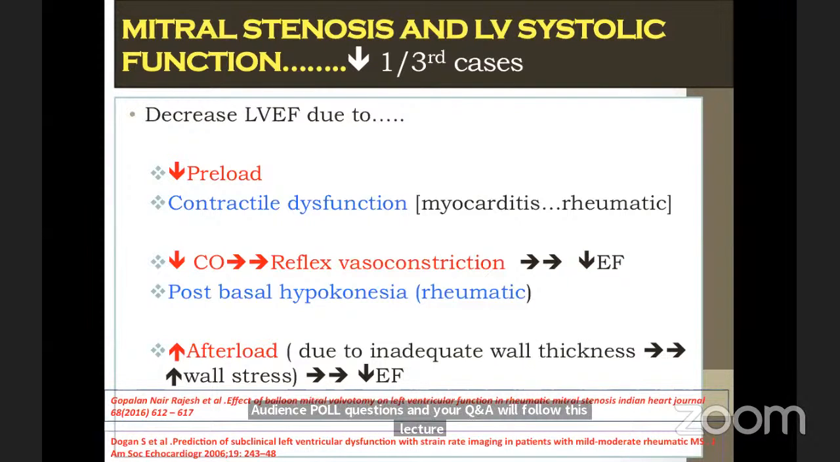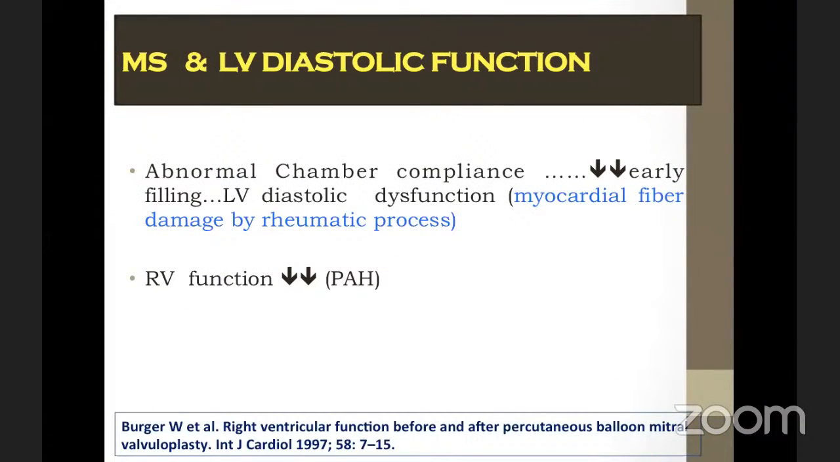Rheumatic heart disease also involves the posterior basal segment of the heart, giving rise to derangement of the posterior basal segment and hypokinesia. So whatever blood can come, it won't come, and that part of the cardiac output is again inhibited. So there is a decrease in cardiac output. Again, because there is inadequate wall thickness, the afterload is increased, so that further decreases the ejection fraction due to the increase in wall stress. As for diastolic function, chamber compliance is abnormal or decreased. This is again because of intrinsic myocardial dysfunction and myocardial fiber damage by the rheumatic process.